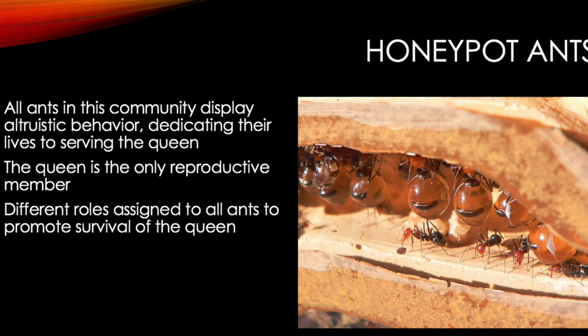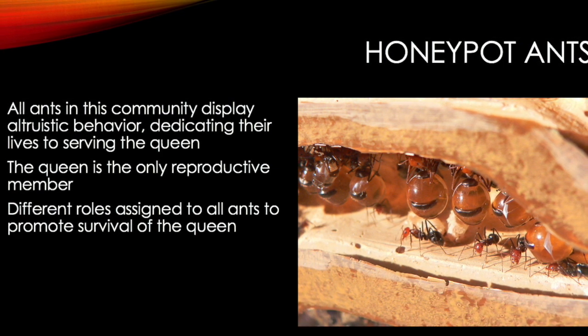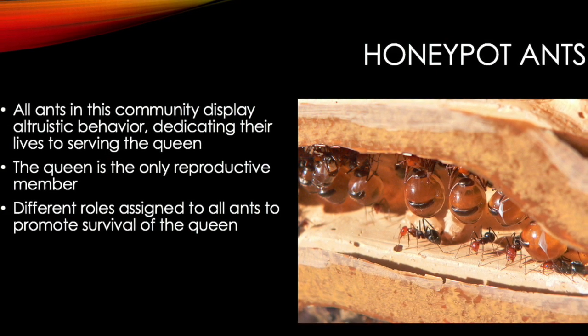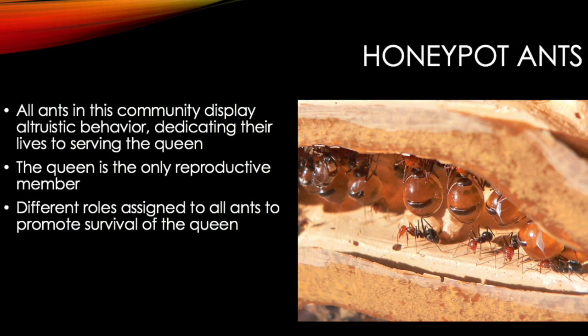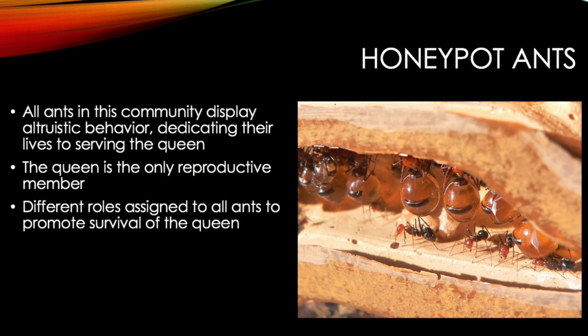Honeypot ants also have an altruistic community in which all members serve a role that promotes the survival of the queen. Within this community, roles dedicated to serving the queen involve hanging upside down, storing sugared water for when the queen needs it, and ants that develop giant heads to serve as a barrier, preventing intruders from reaching the queen.